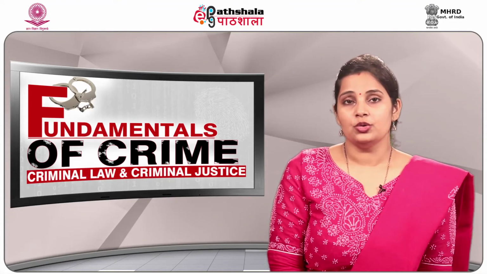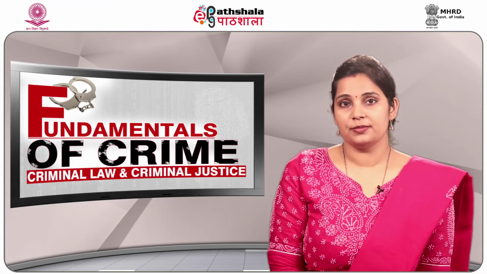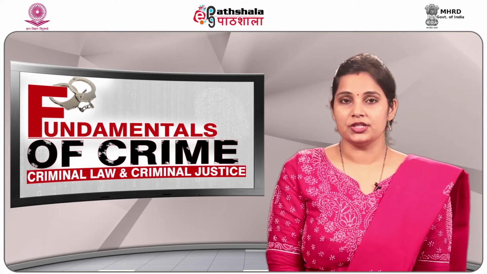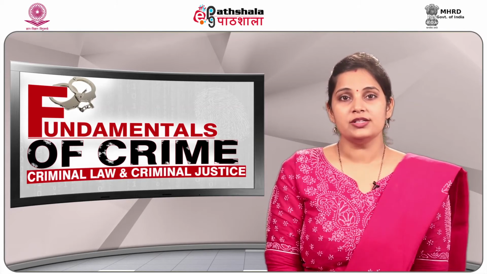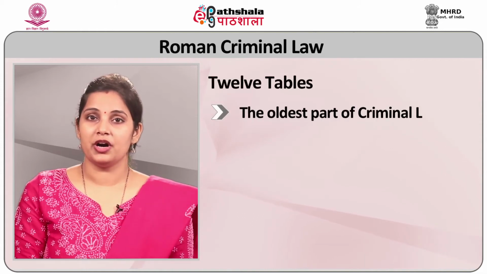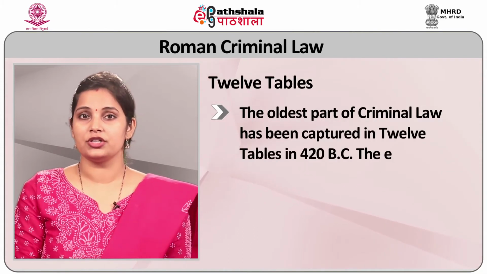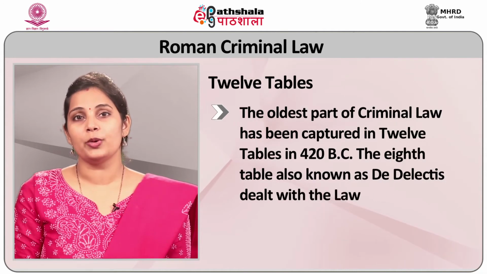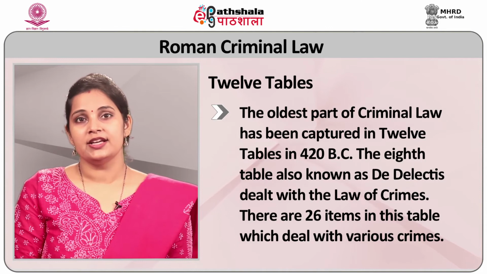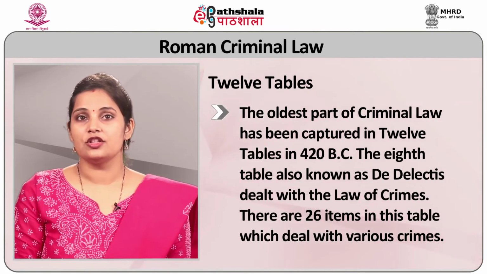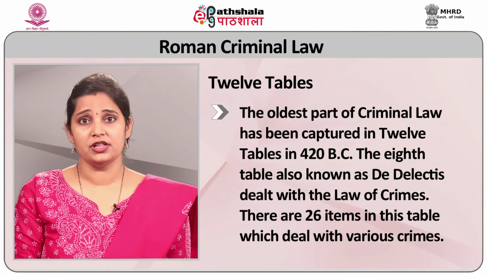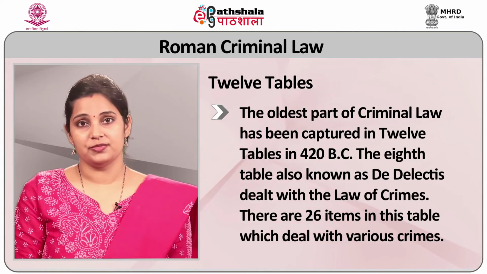Now we will go through another important segment in criminal law, which is the Roman criminal law. The Roman jurisprudence has impacted all systems of law everywhere in the world. The oldest part of criminal law has been captured in the 12 tables of 420 BC. The 8th table, also known as De Delictis, dealt with the law of crimes. There are 26 items in this table which deal with various crimes.